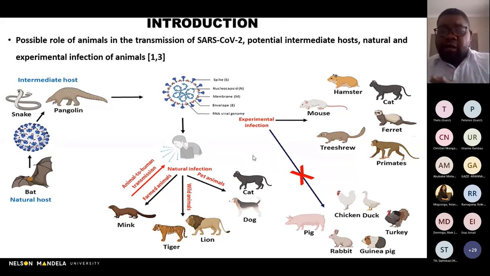And another host are what we could call experimental hosts, because as we all know, in the labs, through experimental analysis, modeling studies of the pathogenesis or maybe the main therapeutic options towards this specific virus, experimental models such as mouse, hamster, ferret, and primates can also be identified. But with this virus, up to now, studies have not yet identified possible disease caused by this virus in animals such as pig, rabbit, and chicken.